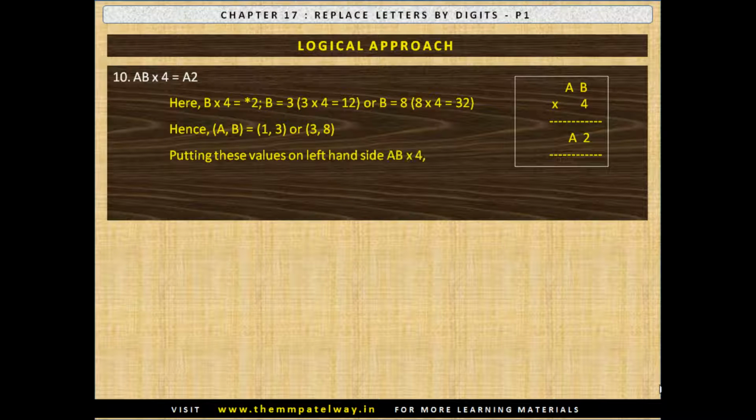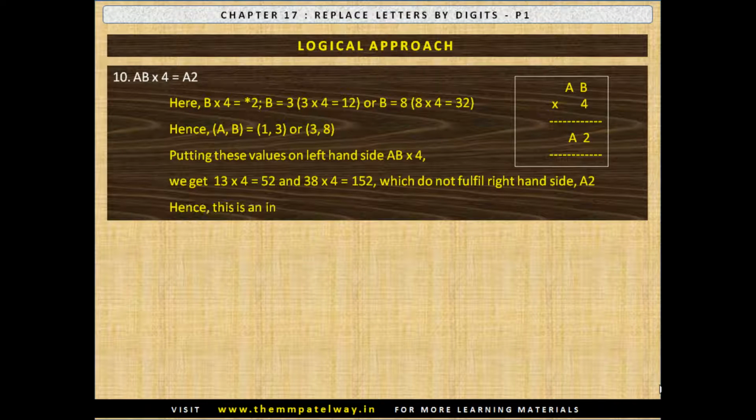Putting these values on the left hand side, that is AB into 4, we get 13 into 4 equals 52 and 38 into 4 equals 152, which do not fulfill the right hand side, that is A2. Hence this is an impossible problem under the given conditions.